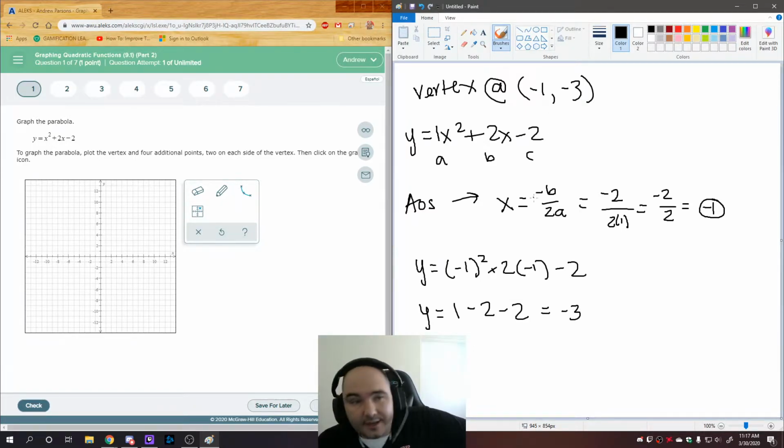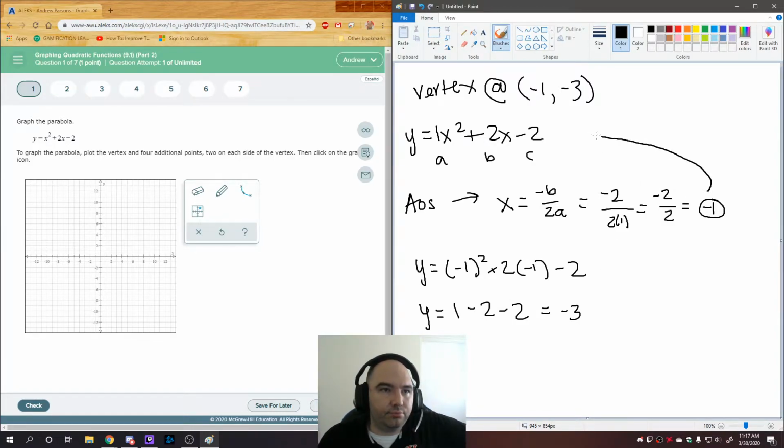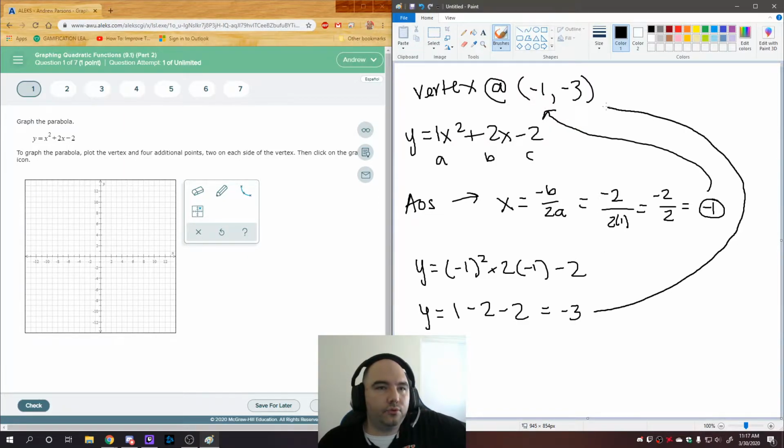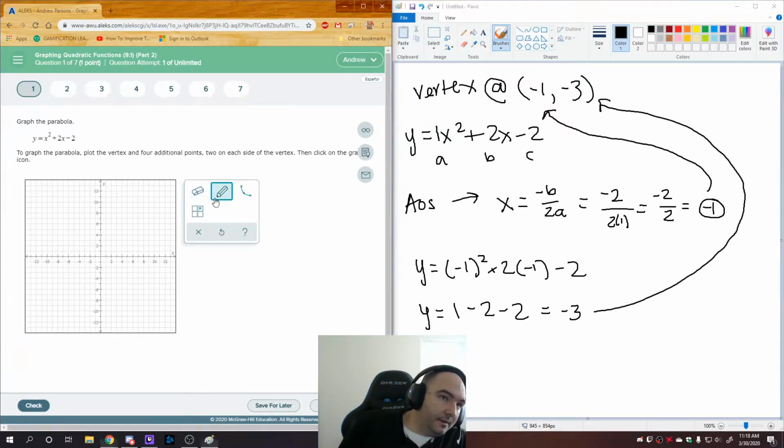Yes, that was a lot of steps. I'm sorry. So first we find the x value, which is on the axis of symmetry. Then we plug it in to find the y value. And those things go into, let me draw some lines here. So if I'm graphing, I'm going to graph a point at negative 1, negative 3.